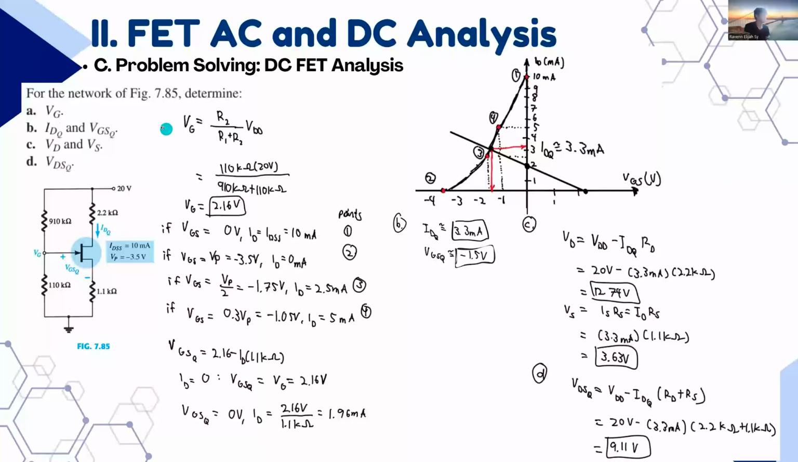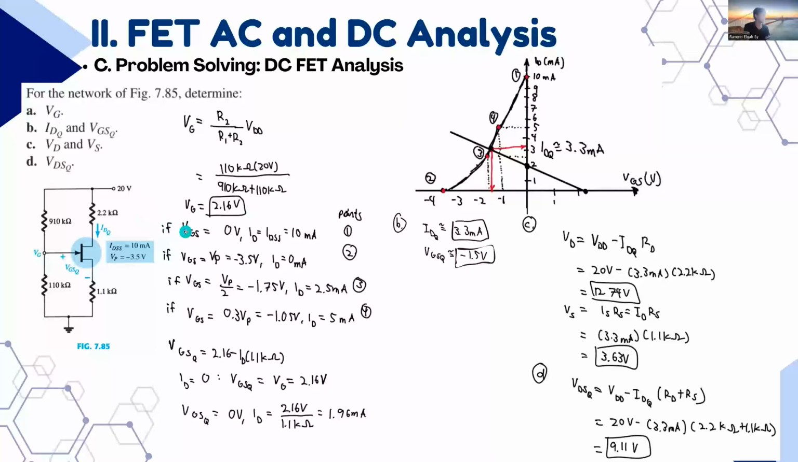So we have our VG. This is our formula for the VG: VDD, which is 20. VDD is equivalent to VCC in BJT. So VG is VDD times R2 over R1 plus R2. We apply the formula, and this is what we get. And then based on the graphical solution, we will go into a process of four ifs.